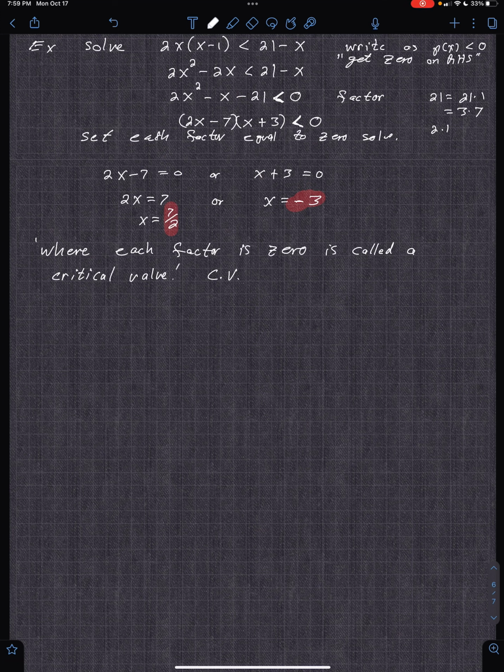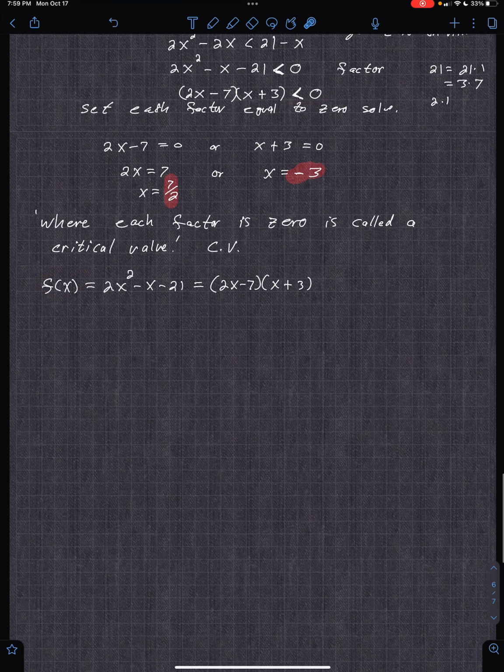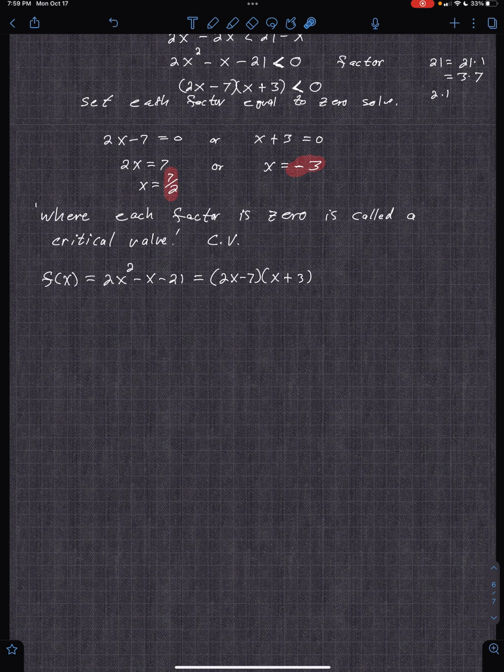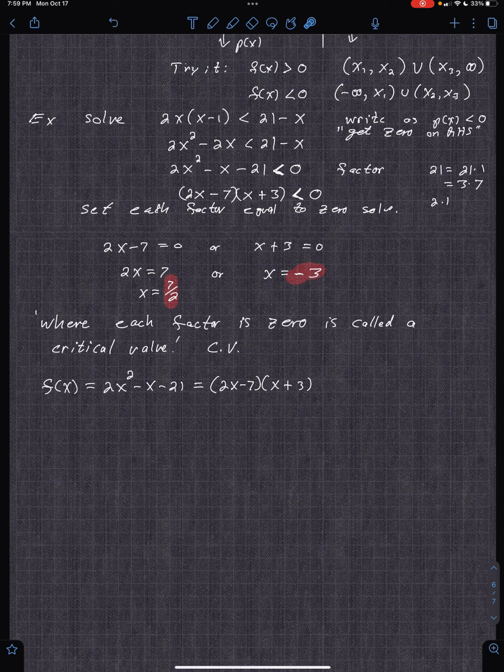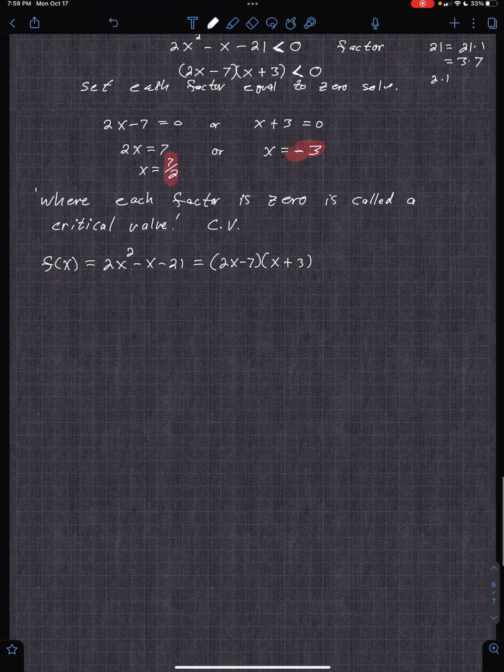So if we look at the function like this, f of x equal to 2x squared minus x minus 21, and you know it factors to 2x minus 7 times x plus 3, those are zeros of the polynomial, but not of the inequality. They're critical values. So we want f of x to be less than 0. So let's graph this thing and see which values are less than 0.